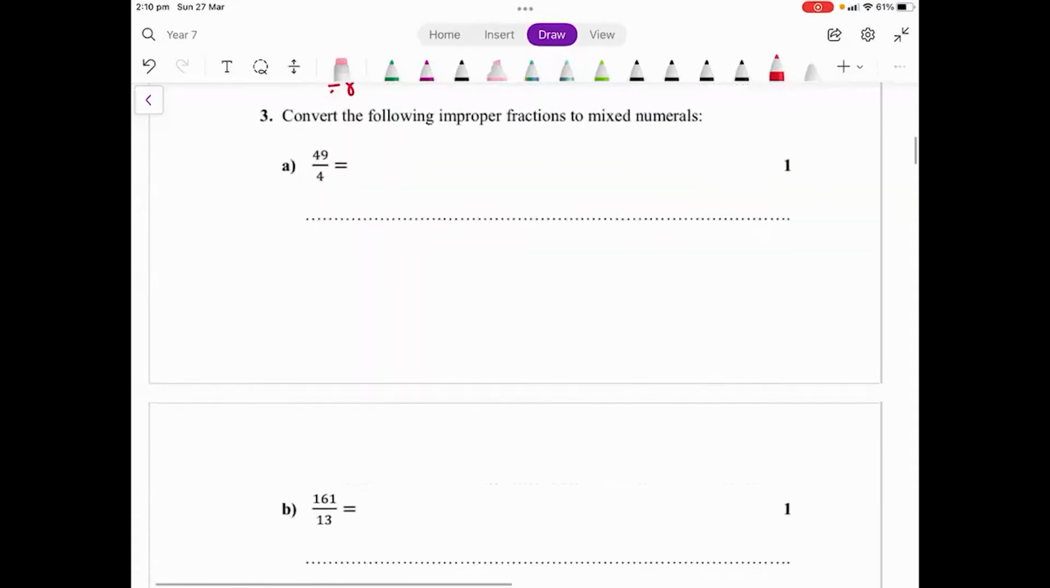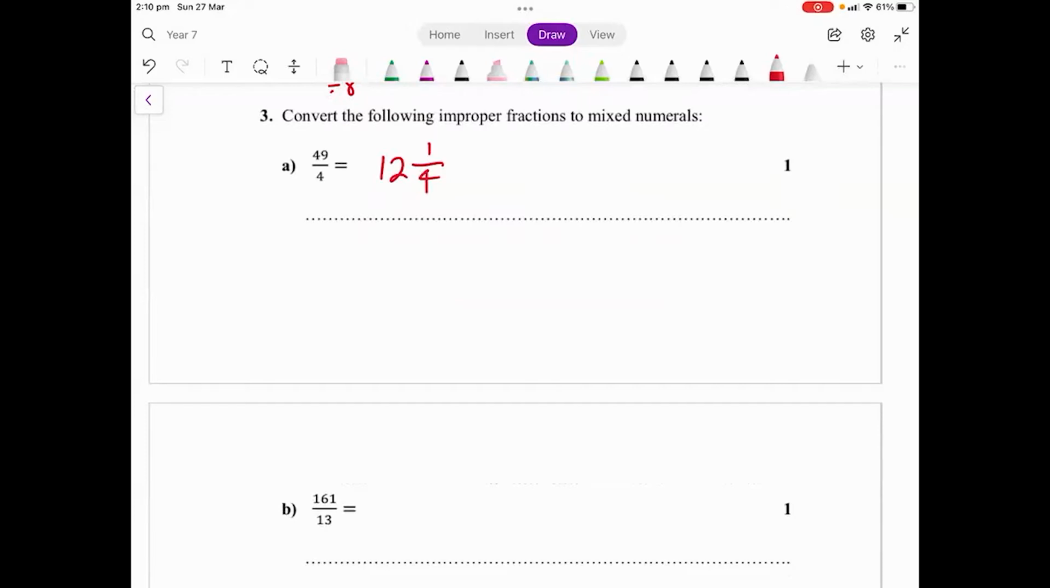Convert the following improper fractions to mixed numerals. 49 divided by 4 is 12 remainder 1. So 12 is the whole number. 1 is the numerator. And the denominator stays the same, which is 4. 12 and 1/4 is the final answer.